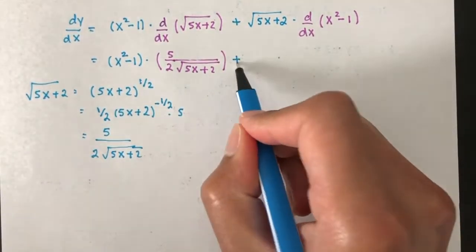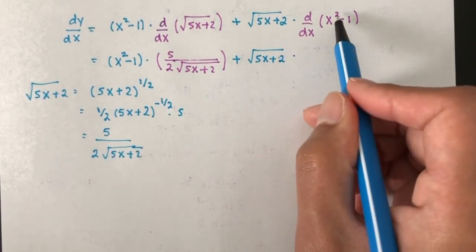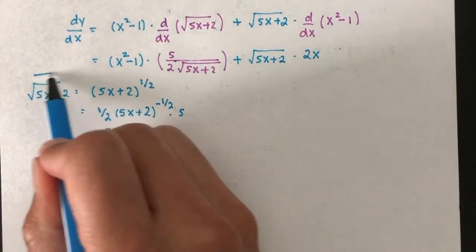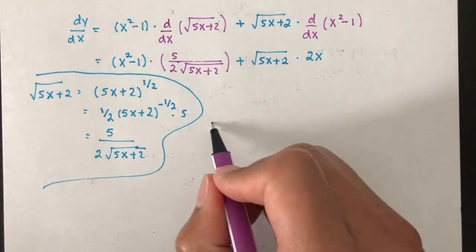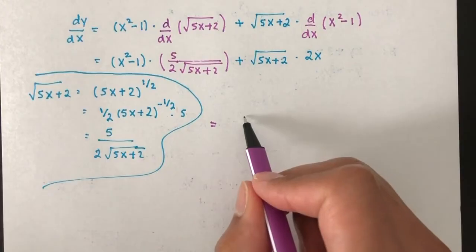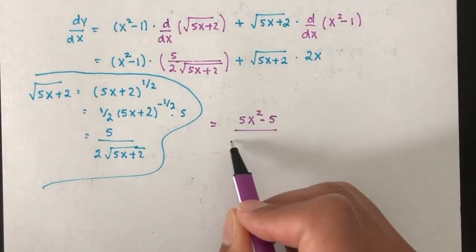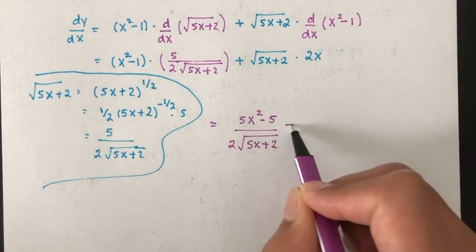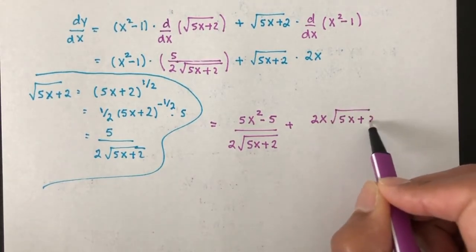And then that becomes plus, this is the same. And then we have to differentiate this, that will become 2x. Now, this was just a side note. Let's continue here. Now the top will become, if you expand, 5x squared minus 5 over 2 root 5x plus 2, plus 2x root 5x plus 2.